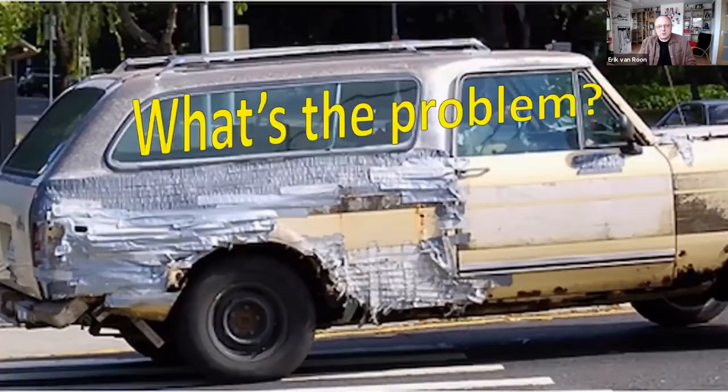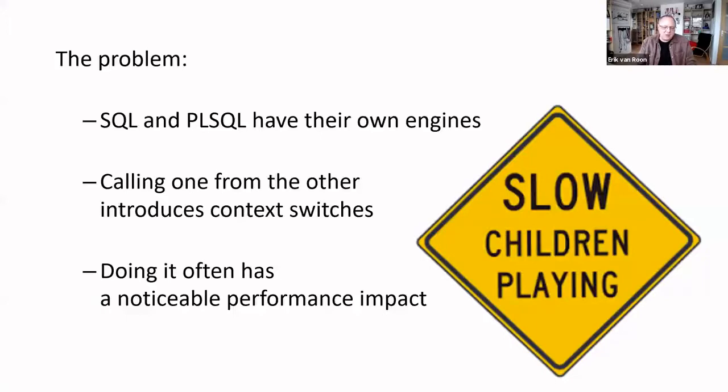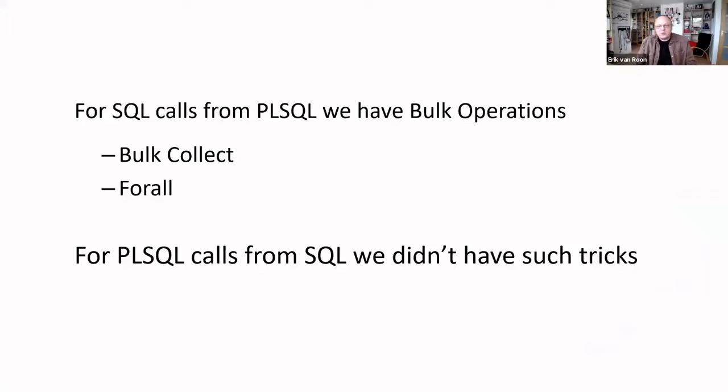Okay, so what is the problem? Well, I think it should be clear to everyone by now that there is a SQL and a PL/SQL engine, two different engines. And as soon as we start mixing SQL and PL/SQL, we have context switches between those engines. And if you do that a lot, then it takes a lot of time and it will slow down everything. When we call SQL from PL/SQL, for quite some time now we've had the bulk operations. So we had a fix, or kind of a fix, for that. It sped things up a lot. But for the other way around, we didn't have that until Oracle 12.